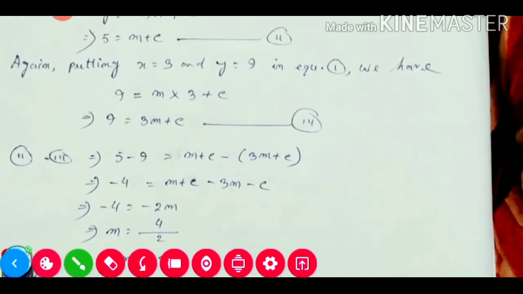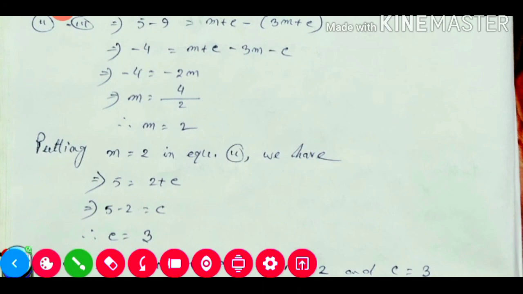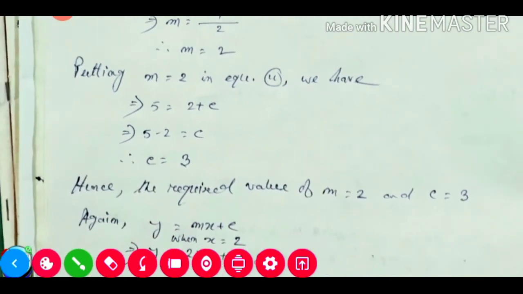Equation number 2 is given as 5 is equal to m plus c. So 5 is equal to the m value 2 plus c. Now this 2 will shift to the left hand side, so it will be minus. So 5 minus 2 is equal to 3. Therefore the c value we got is 3. So the m value and c value we got. Hence the required value of m is equal to 2 and c is equal to 3.